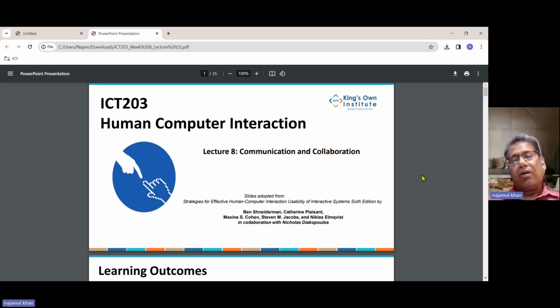So this week the focus will be on communication and collaboration. Of course, our focus will be in relation to designers' focus. This is how interface designers focus on communication and collaboration. So we are going to focus on it from that perspective, and that perspective is communication and collaboration.